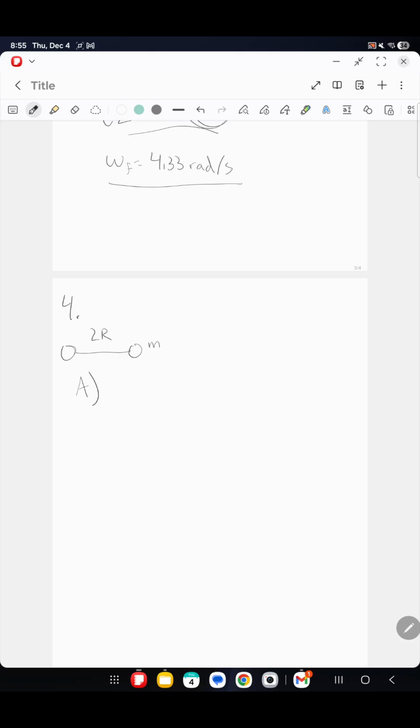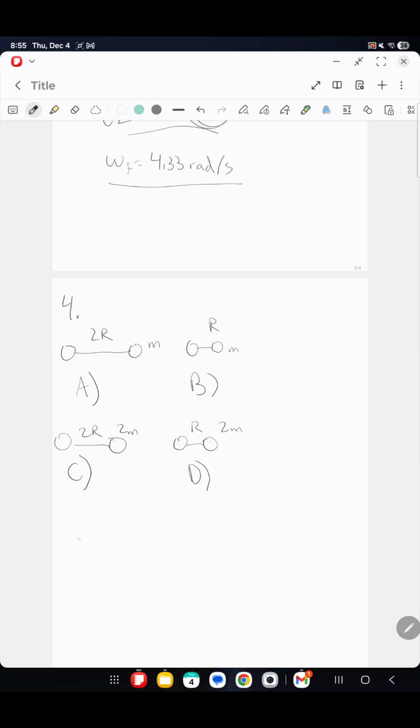So this is 2R. And then B, this is of a mass m at a distance r. C is going to be of a distance 2r and the mass is 2m. And D is of a distance r and of a mass 2m. And we want to know which object has the greatest initial angular acceleration.